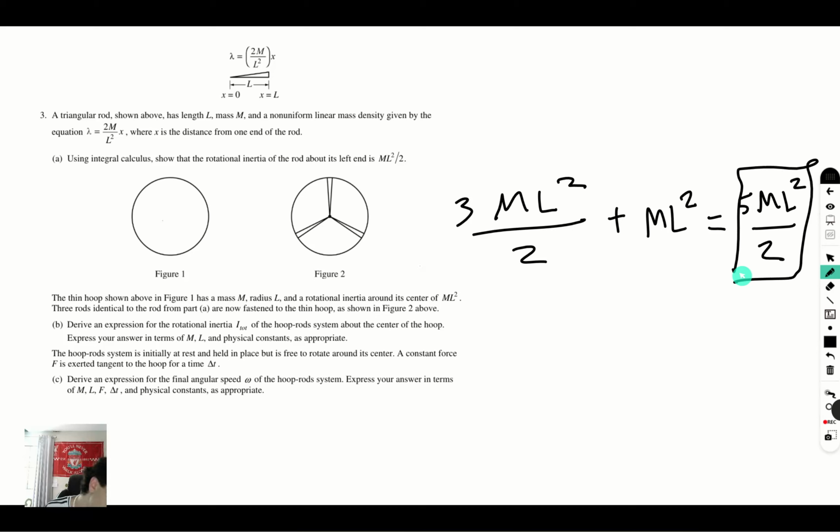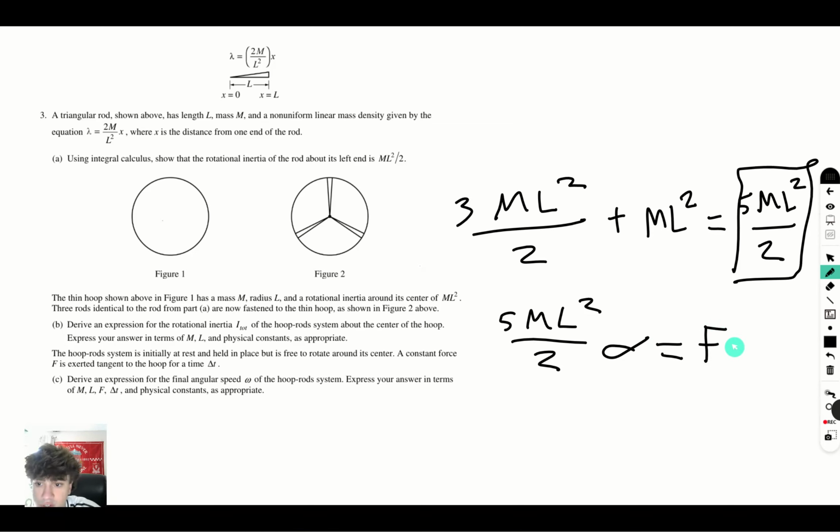Alright guys, so in order to find omega, we're going to first start by finding alpha. So we're given I is 5ML squared over 2. This is our inertia. Alpha will be equal to torque over I, where torque is force times radius, which is just L. You can see that these L's cancel out. So we'll see that our alpha is equal to 2F over 5ML.